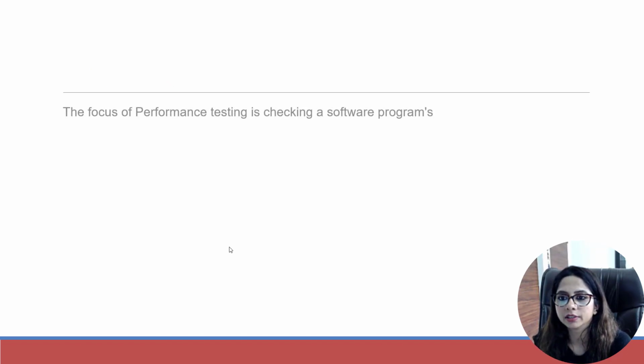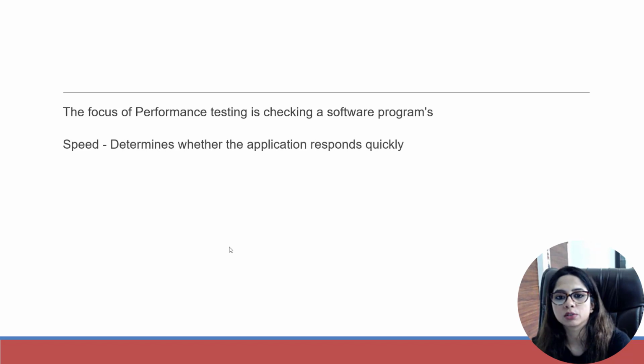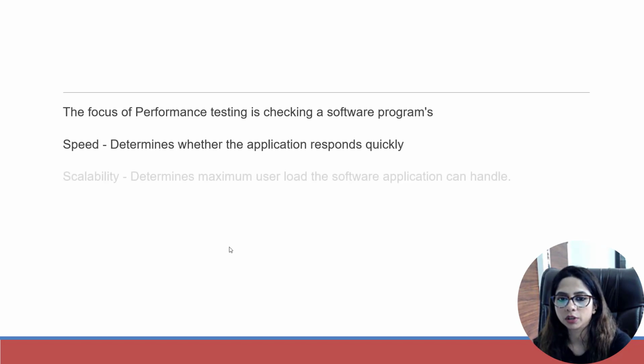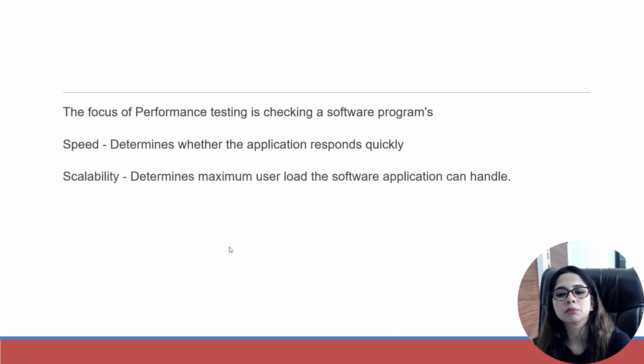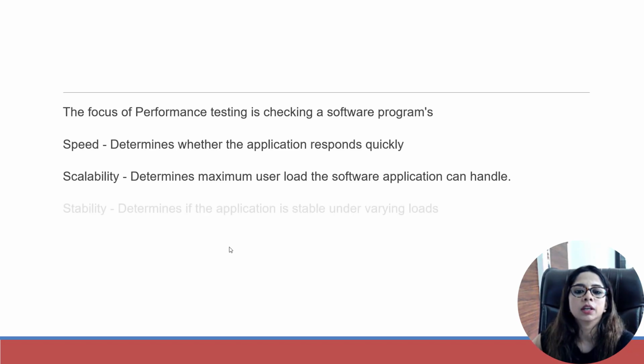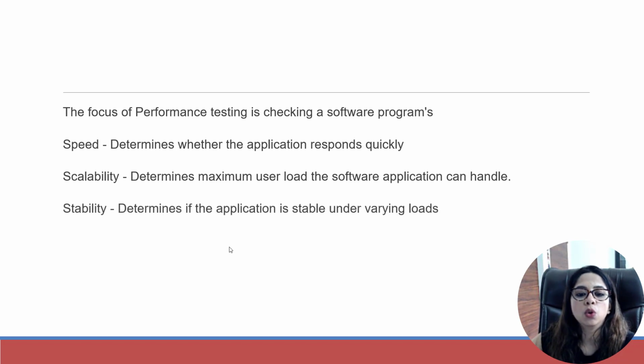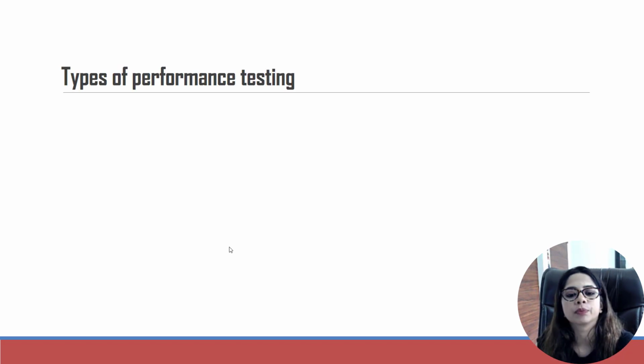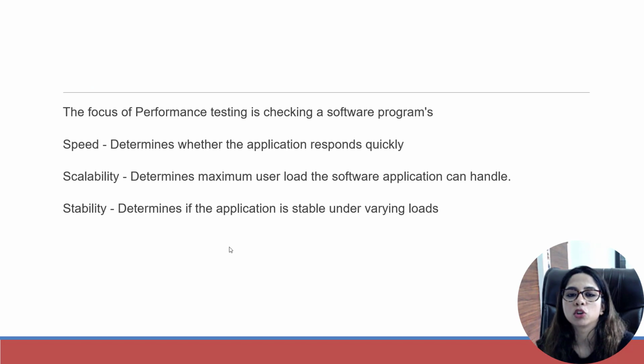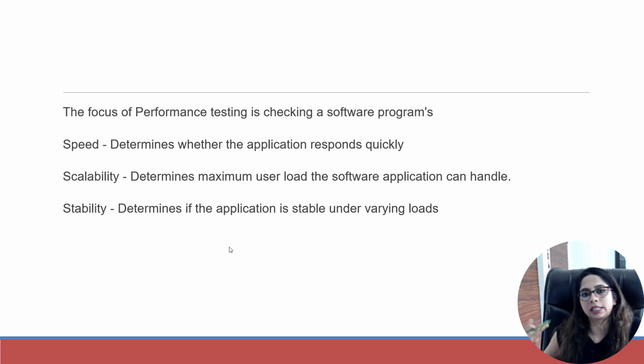The focus is to test the speed, to determine how quickly it is responding, the client server architecture, how quickly it is responding. Scalability determines the maximum user load, how scalable it is, how much load we can increase and decrease on the system. And stability, of course, how long it can bear a particular amount of load. So stability is equally important to be noticed and measured. That's about what we do as performance testing, what is tested when we're talking about performance testing.